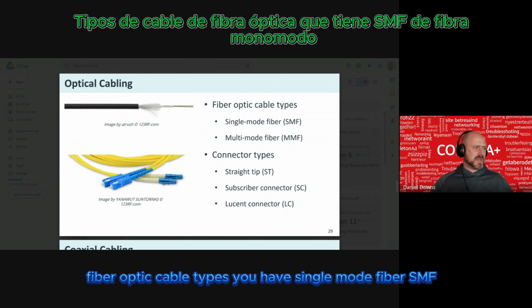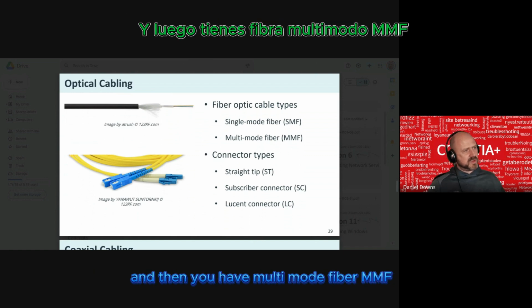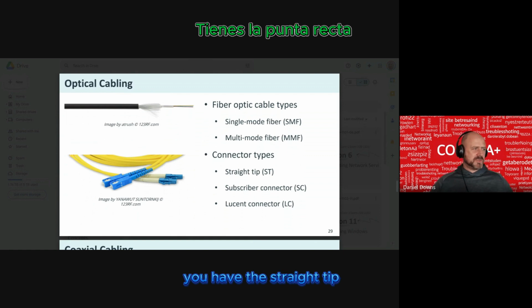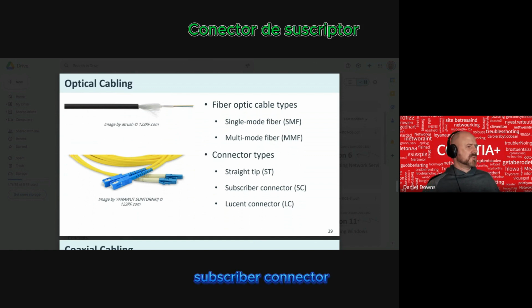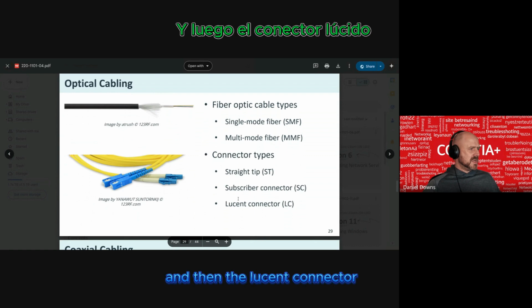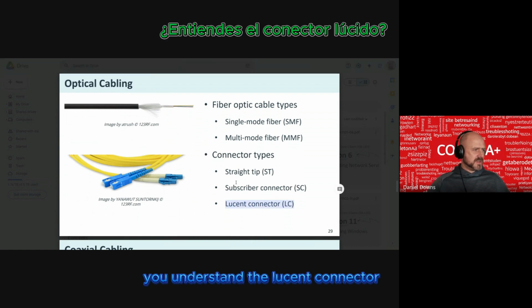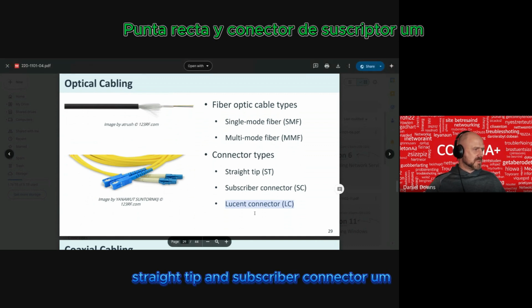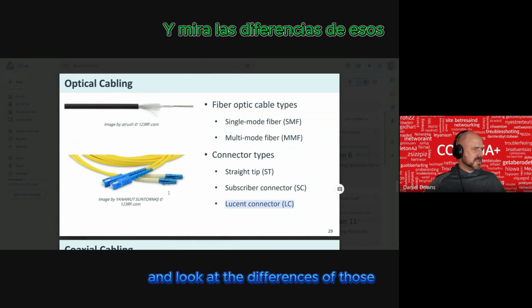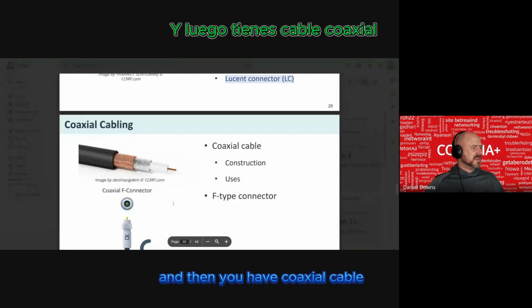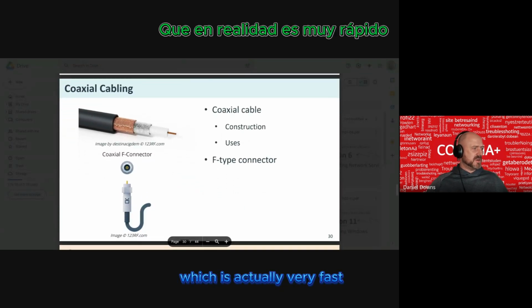Fiber optic cable types: you have single mode fiber, SMF, and then you have multi-mode fiber, MMF. And then you have connector types: the straight tip, the subscriber connector, and then the Lucent connector. So definitely make sure you understand the Lucent connector, straight tip, and subscriber connector, and look at the differences of those. And then you have coaxial cable, which is actually very fast.